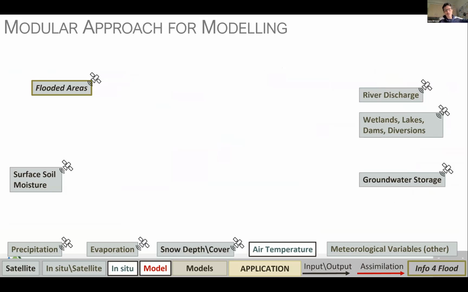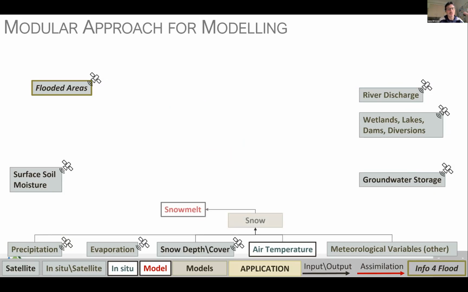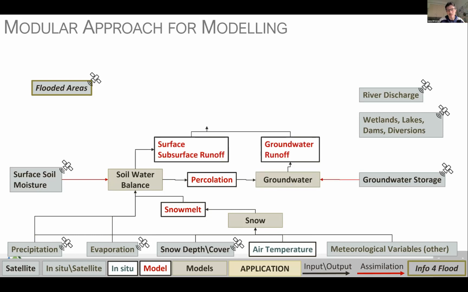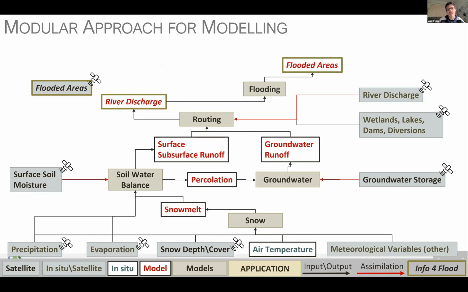What we did in the digital twin hydrology is use all this data, and we start putting the data into the modeling. For instance, precipitation, snow, and the meteorological data we use in a snow module for computing snow melt. Then snow melt is used together again with precipitation and surface moisture in the soil water balance module for estimating percolation. And then step by step, the different data are used, until the end, providing information about flood risk.